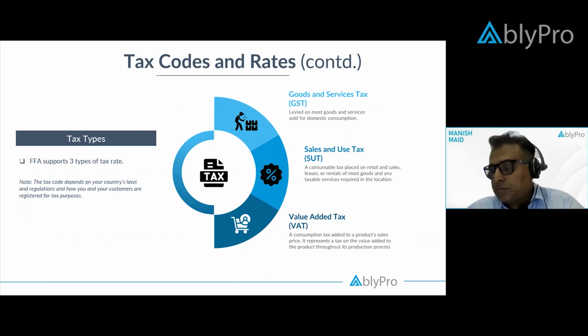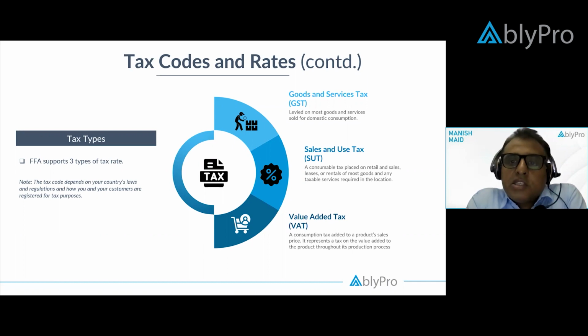Then there is sales and use tax. When we are talking about the sales and use tax, it is a consumable tax placed on retail and sales, lease, or rentals of most goods and any taxable service required in the location. Sales and use tax is basically one term, but it is two taxes actually. One is sales tax, another is use tax. Use tax is applied when merchandise is purchased outside state lines, for use or for consumption. But it is categorized into one code category, that is sales and use tax, and we call it SUT. Whenever we are creating those transactions or documents, we apply that SUT in the document. And according to that SUT, we can generate the tax rates.